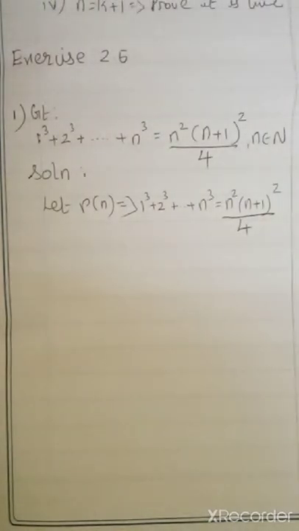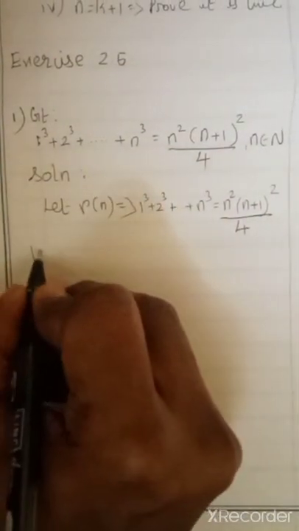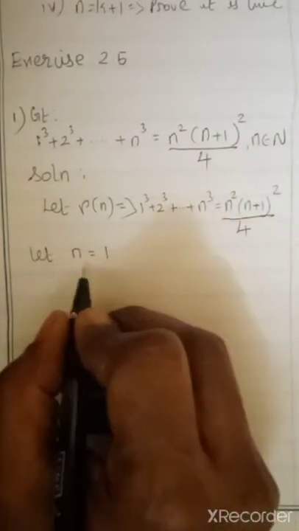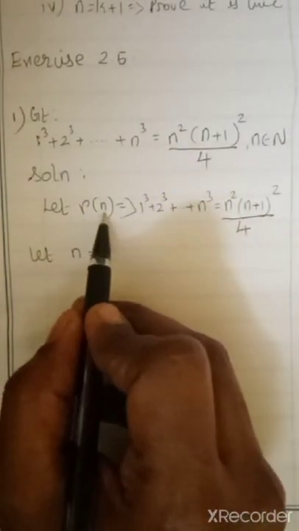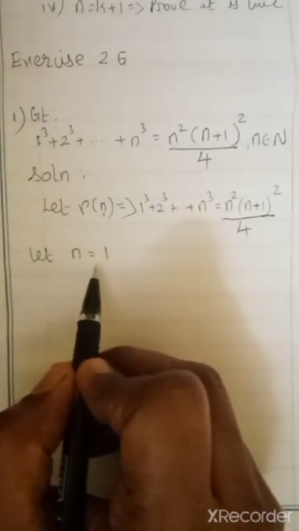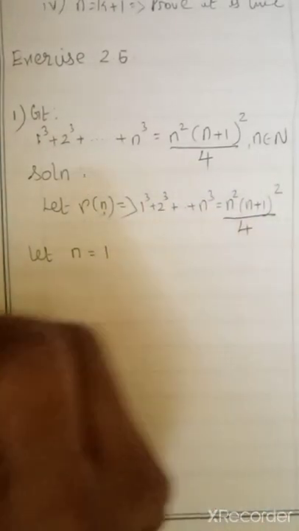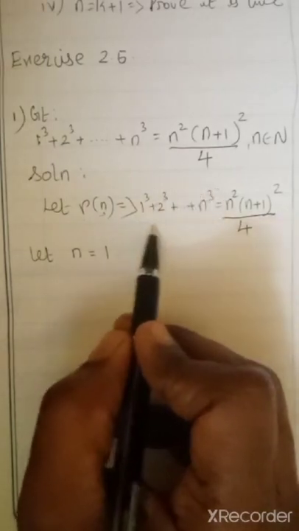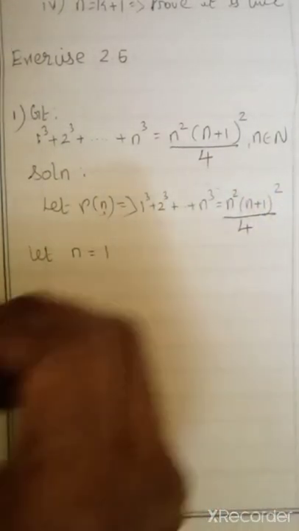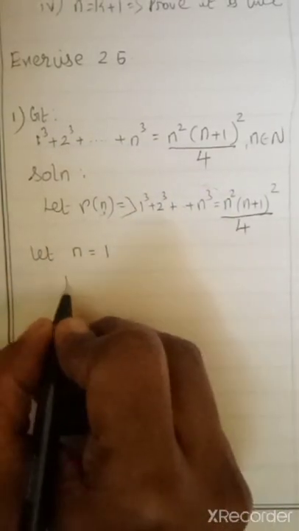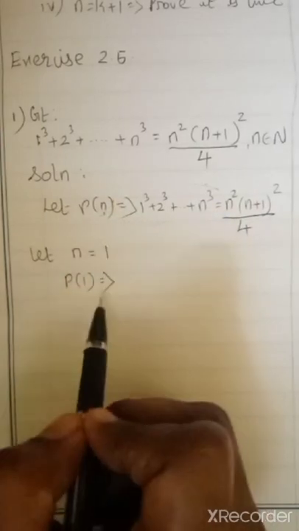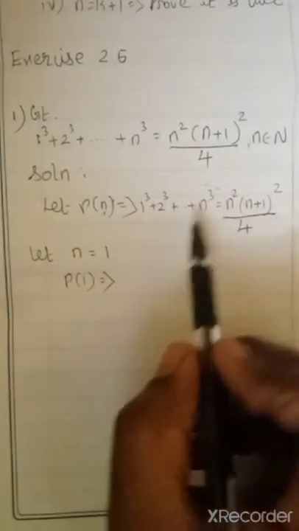What is your second step? Let n equal to 1. Correct? We have to take n equal to 1 now. So instead of n, what we have to take? 1. Correct? Okay. So this is your left hand side, this is your right hand side. So P of 1. P of 1 implies, correct? Instead of n, we have to substitute 1.